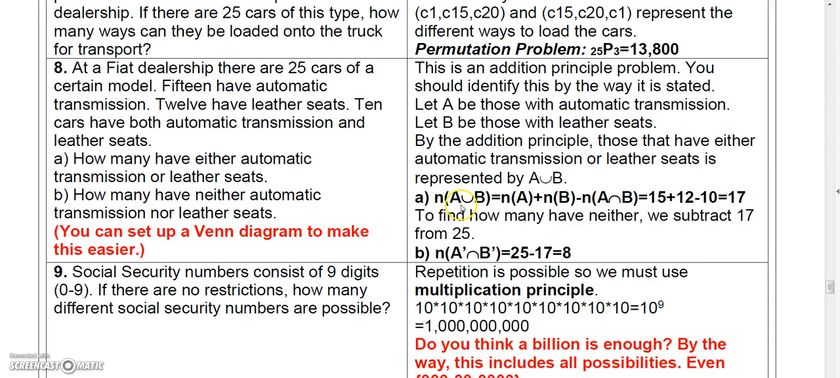And remember, the addition principle says the number in A union B is the number in A plus the number in B minus the number in the intersection. Well, we know there's a total of 15 cars that have automatic transmission, there's 12 cars that have leather seats, and there's 10 cars that have both. So add these together, then subtract 10, and you get 17. Now, how many have neither automatic transmission nor leather seats? Well, since we know these 17 have one or the other, then just take the 17 away from the total number of cars, 25, and so that would give me a total of 8 cars that have neither.